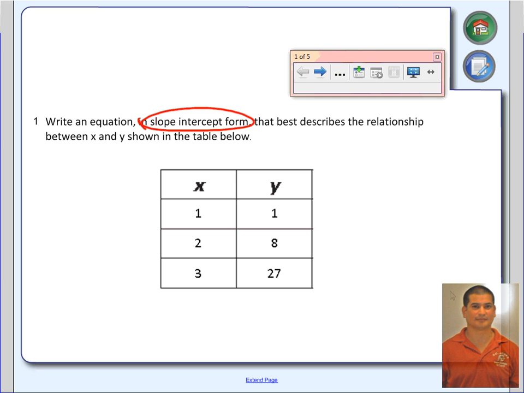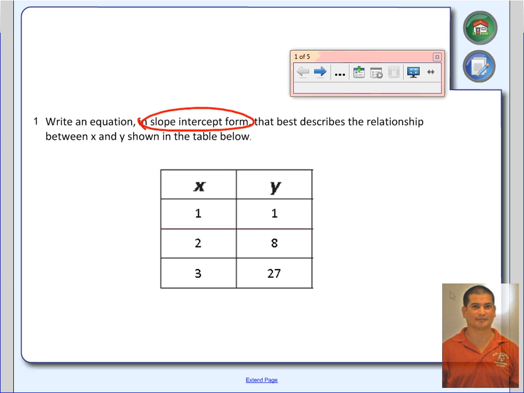All right, so the first thing we're going to do is, since it's a table, and I want it in slope-intercept form, the easiest way to do this is to go ahead and use our calculator to do a linear regression. So that's what I want you guys to do. Go ahead and go to Stat, and then Edit. In L1, we'll put all of the x values: 1, 2, and 3. In L2, we'll put all the y values: 1, 8, and 27. Once you get them all in, we're going to do that linear regression, Stat, Calc.